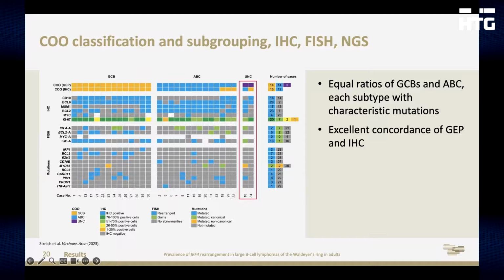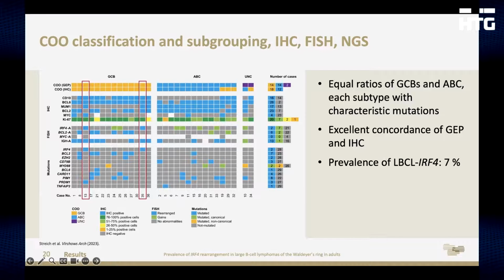And now I would like to highlight some special cases. First up are the cases of the large B-cell lymphomas with IRF4 rearrangement. Those cases showed a GCB phenotype by gene expression profiling and immunohistochemistry, and also carried IRF4 mutations, which showed an aberrant somatic hypermutation pattern. The patients of those 2 cases were 37 and 78 years old.